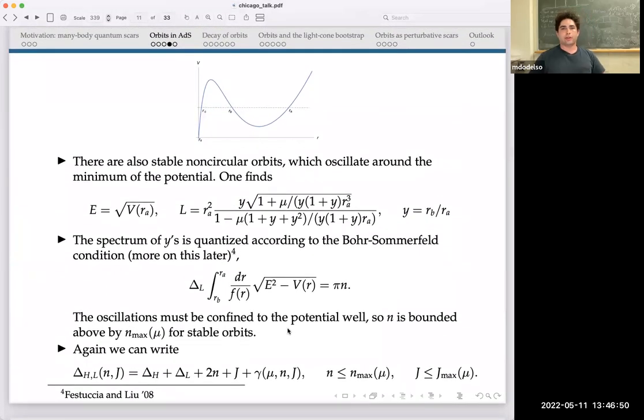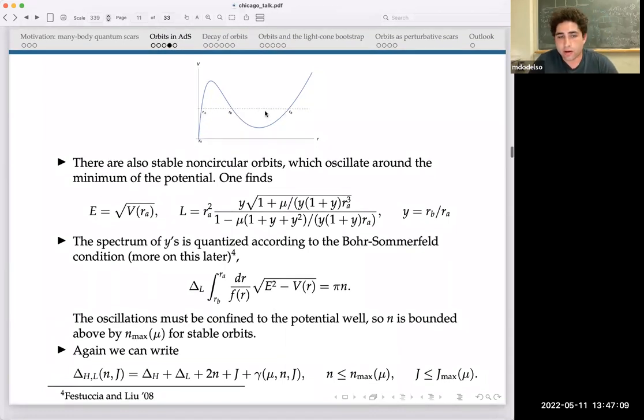So that was the circular case, but there are also stable non-circular orbits, and these oscillate around the minimum of the potential. In the case of a general orbit, there are three turning points: RB, RA and RC. RA and RB are confined to the potential barrier, and RC is between the horizon and the potential barrier. So again, we can solve for E and L as a function of RA and RB. Here, Y is RB over RA.